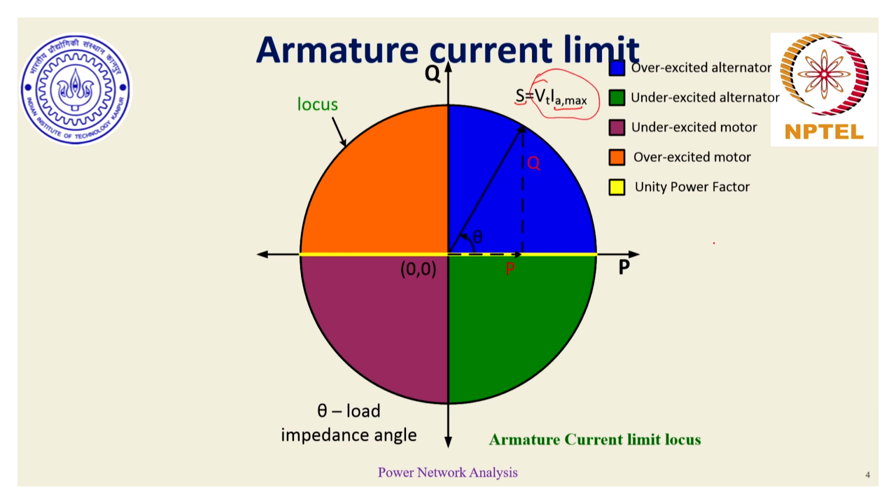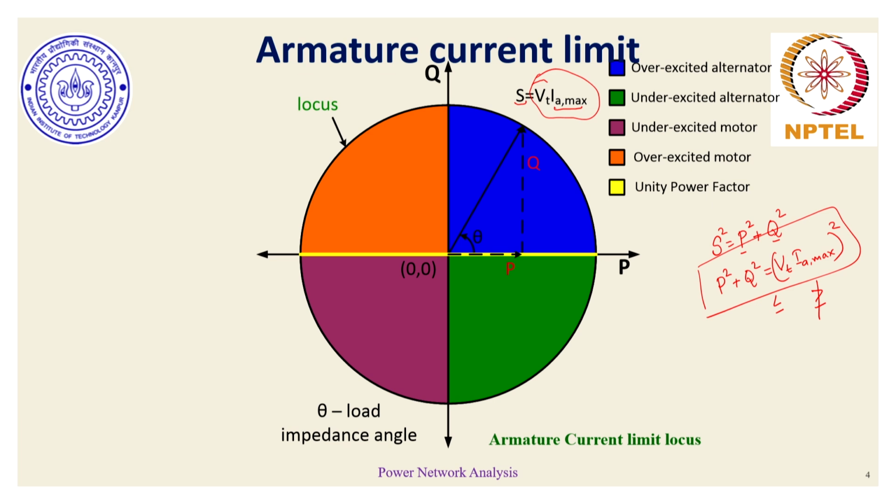We also know that apparent power squared is nothing but the sum of squares of real power and reactive power, where P is real power and Q is reactive power. So this locus is essentially telling me that P squared plus Q squared can at best be equal to (Vt into Ia max) squared. The equality that I have written can have a less than or equal to form, but definitely not a greater than or equal to form. If the current goes beyond Ia max, the stator winding may get damaged.